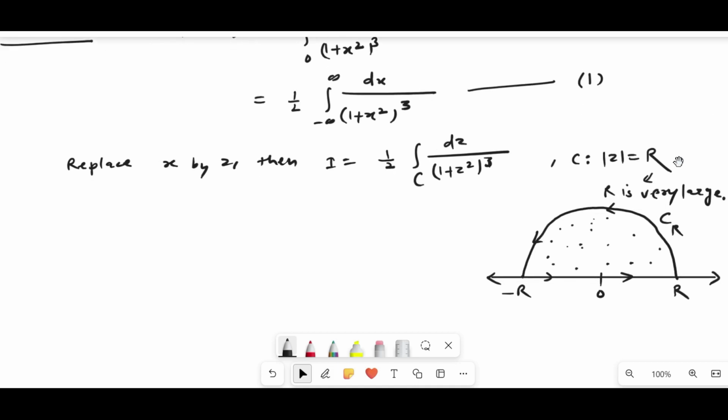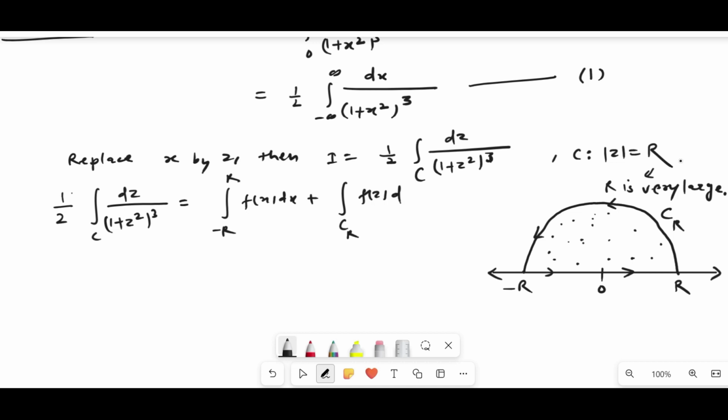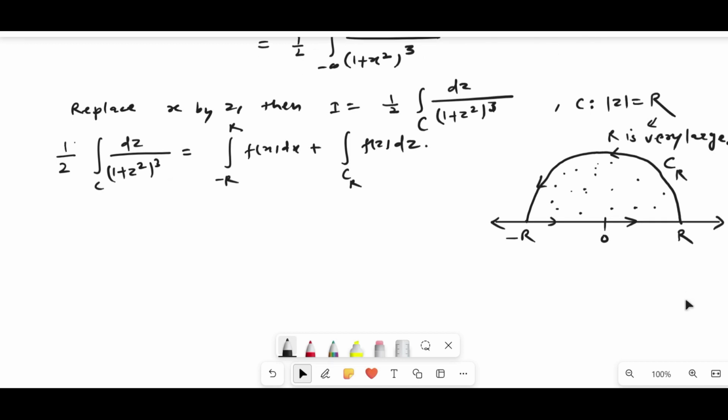So further, the integral 1 over 2 over the curve C of dz over (1 plus z squared) to the whole power 3 will be equal to the sum of the integral from negative r to r of f of x dx plus the integral over the curve C of r of f of z dz. So that is our equation number 2.